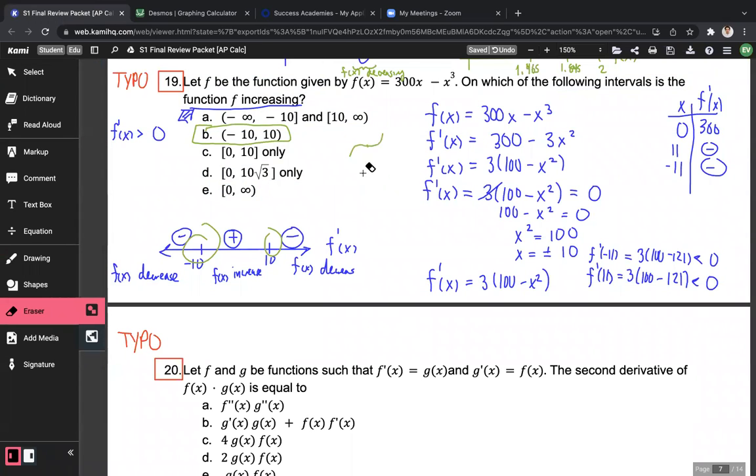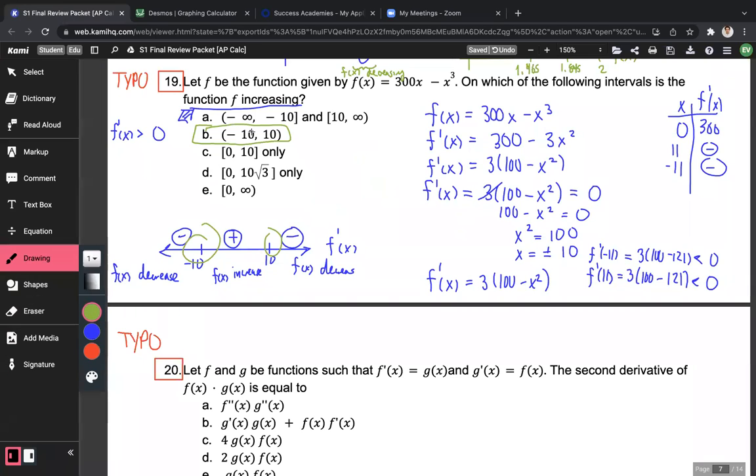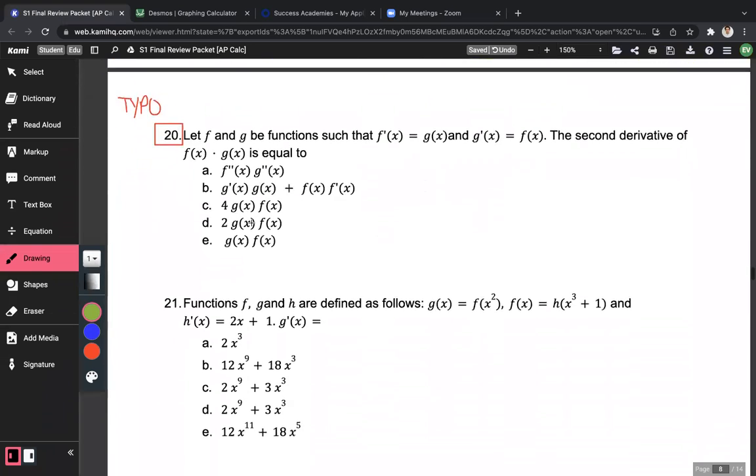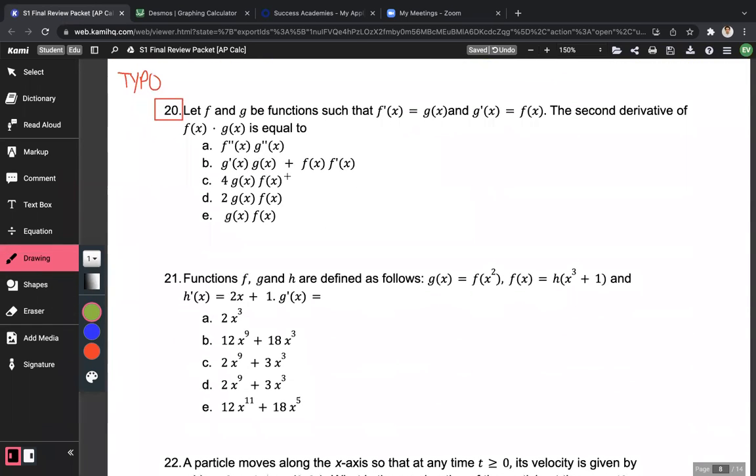So I'm just going to erase this out of the way. So your correct answer should be B, and I want you to make sure that you've changed it on your document to indicate that those should be open parentheses because it's an open interval. All right. Looking at number 20, another typo there. Sorry about that, guys. It's the last one.